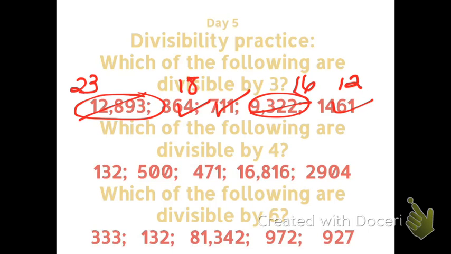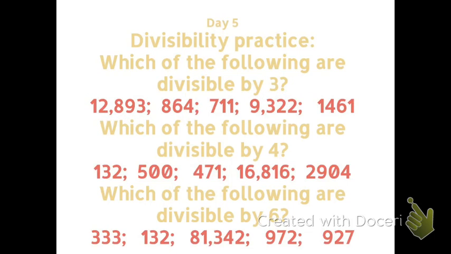All right, now let's look at the next set. Divisible by 4. Who remembers the rule for a number being divisible by 4? We put the last two numbers together, and if they can be divided by 4, it's divisible by 4. Or if it ends in what? Two zeros, right? If it ends in two zeros.